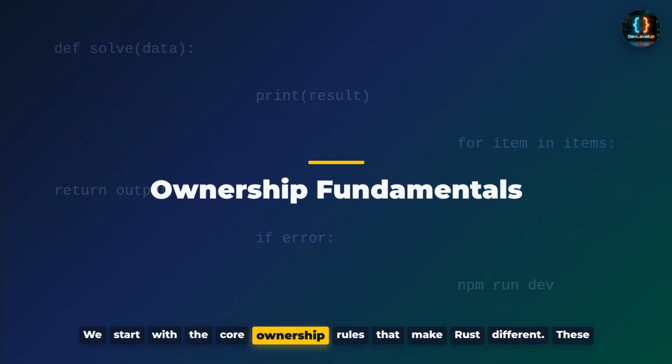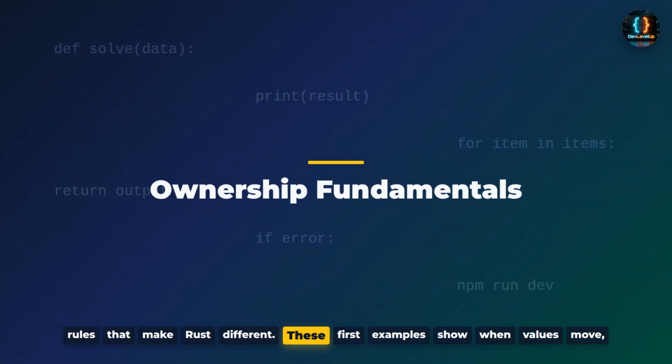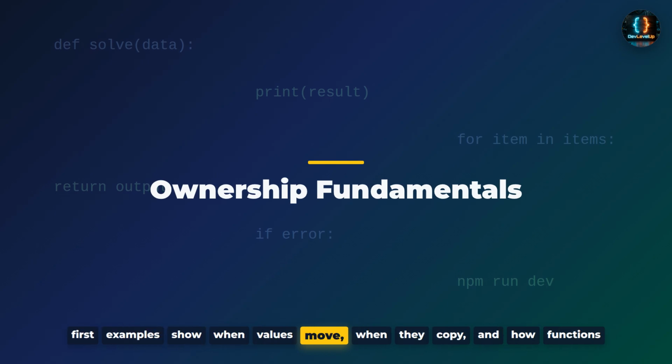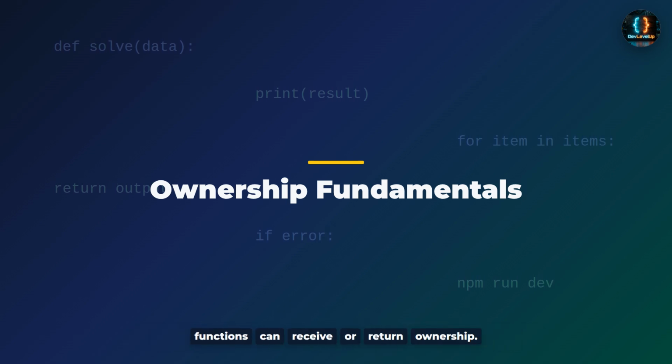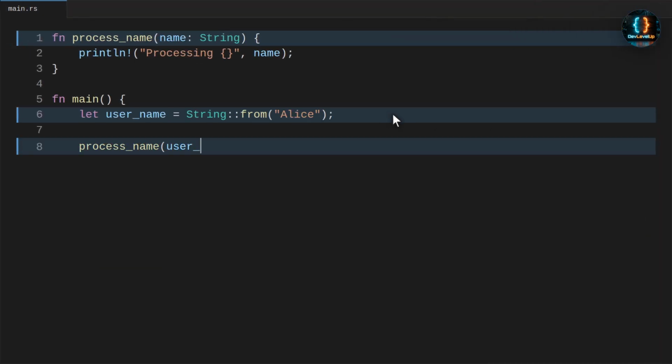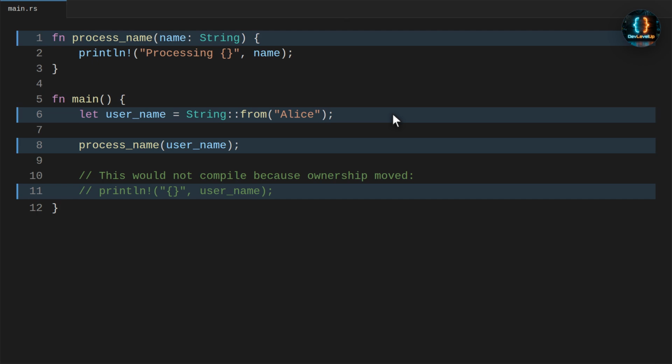We start with the core ownership rules that make Rust different. These first examples show when values move, when they copy, and how functions can receive or return ownership. Imagine we are processing a username once, for example, in a logging or import step, and we do not need it afterward. Let's write a function that takes a string, which means it receives ownership.